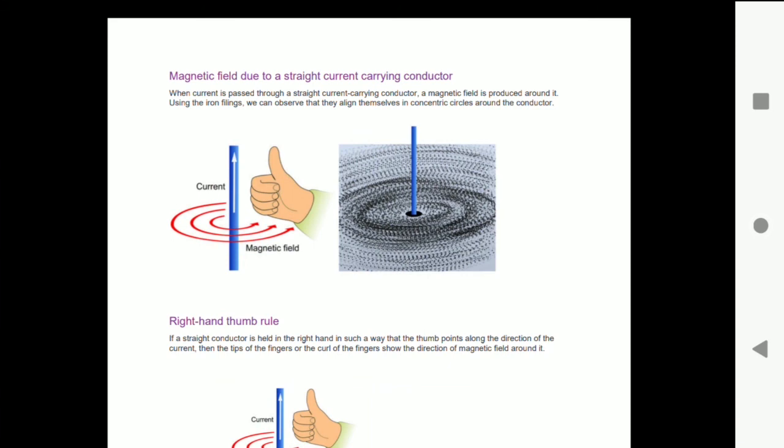First one is magnetic field pattern due to a straight current carrying conductor. The magnetic field lines around a straight conductor or a straight wire carrying current are concentric circles whose centers lie on the wire. Concentric circles means circles which are having the same center. So the magnetic field lines around a straight conductor carrying current are concentric circles whose centers lie on the wire.